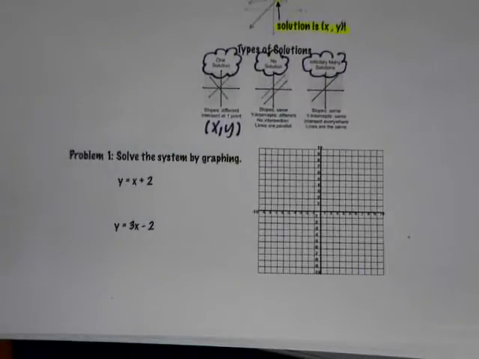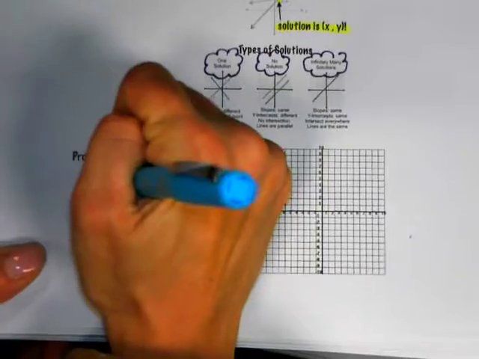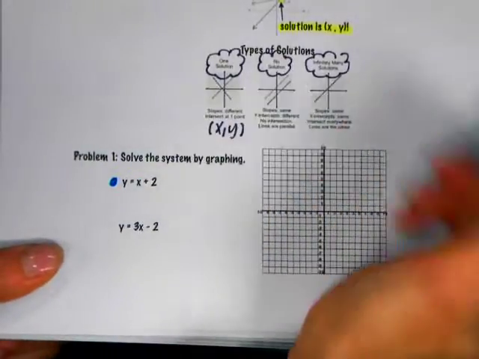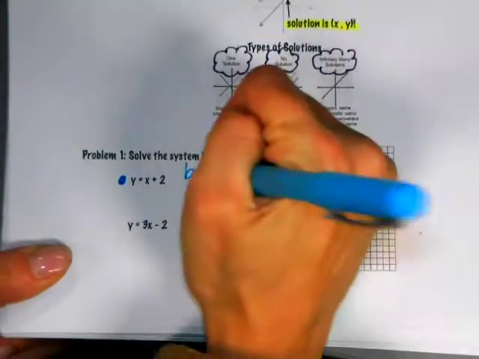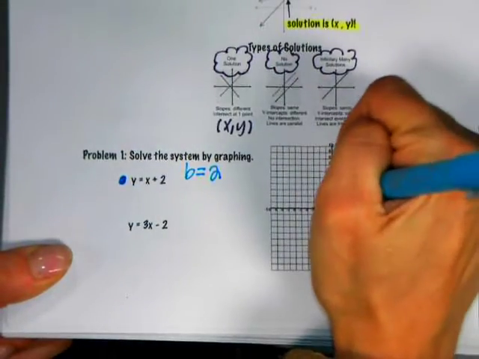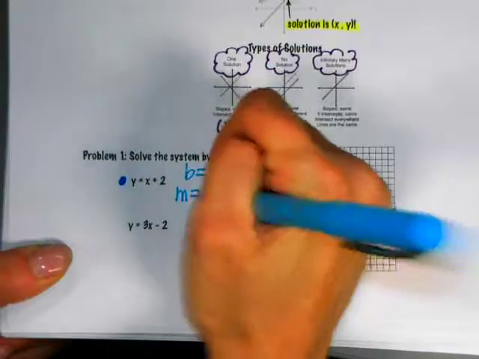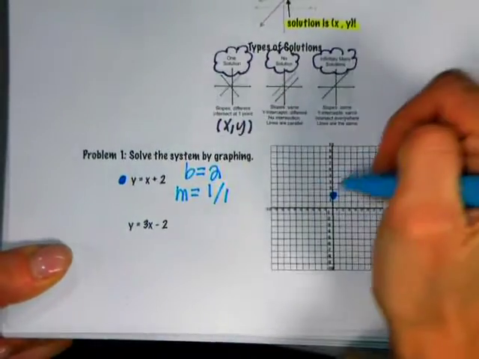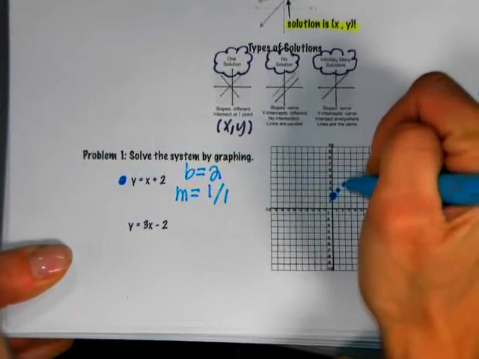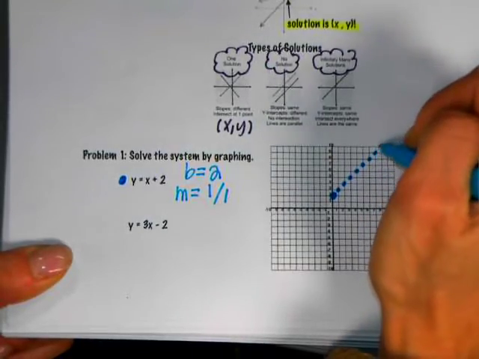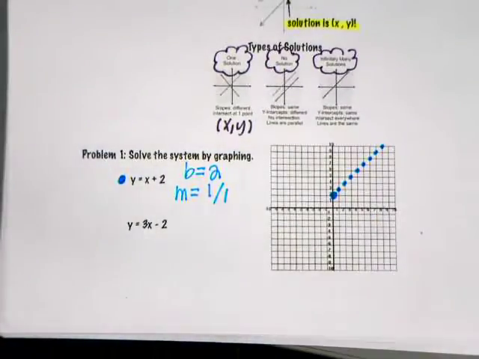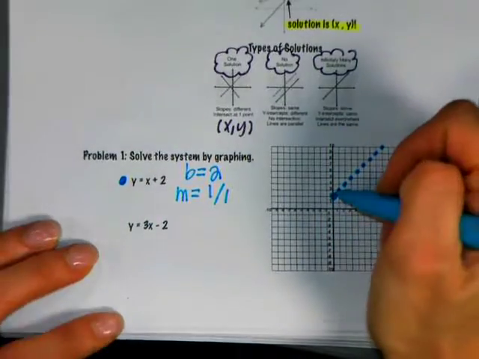So let's just go for it. So the first one, I'm going to graph. These are y equals mx plus b, so what's my y-intercept? 2. And my slope? Yep, 1 over 1. And for these, I usually do my line the whole way across because you have no idea where the crossing point's going to be. So you want to make sure that you have everything covered.